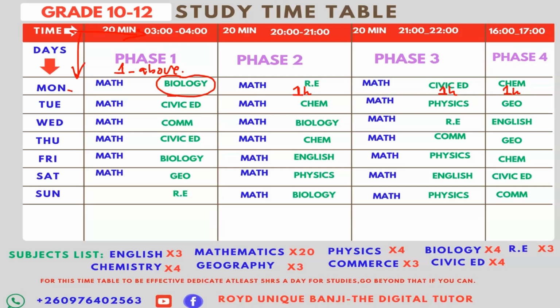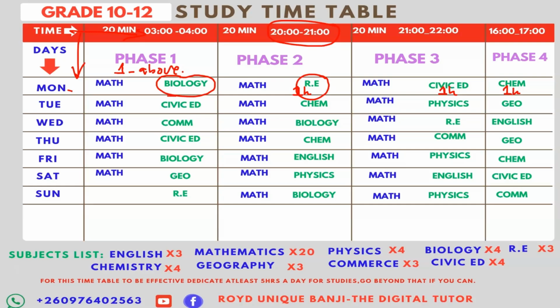So let's say you start studying at 03. You put 03 to 04. That is, if you are studying an hour, you study biology. Then in the second session, that is the same Monday, you study RE. I don't know what time you are going to put, but in this case I've put 20 to 21.